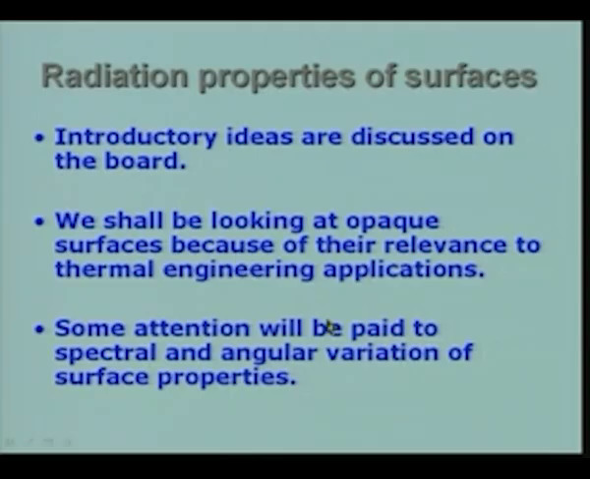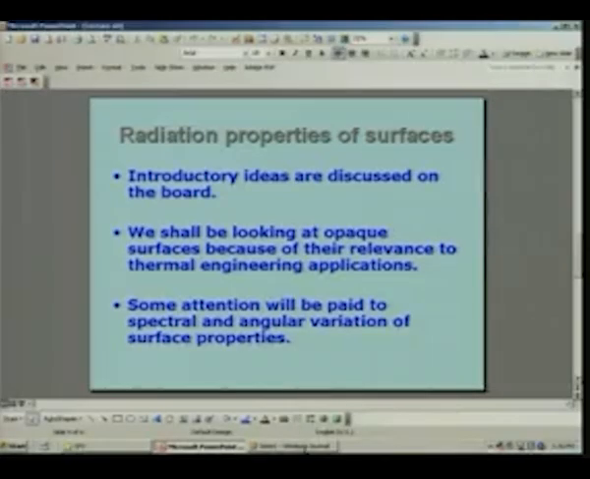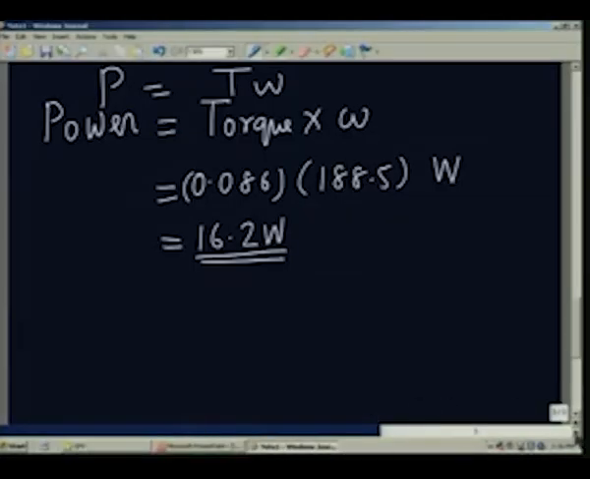We will also pay attention to the spectral and angular variation of surface properties. These are very important. When we talk about surface properties, we are talking about radiation being incident on some surface, and then subsequently what happens to that. Let me go back to the board and look at some of these issues.